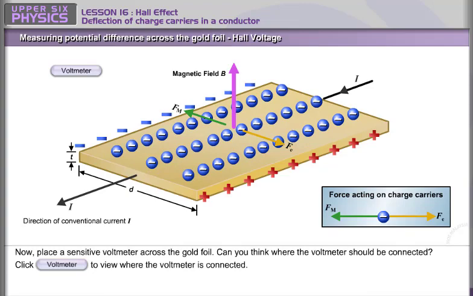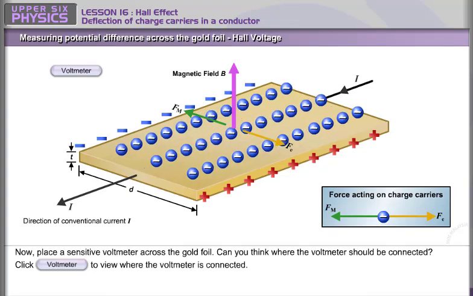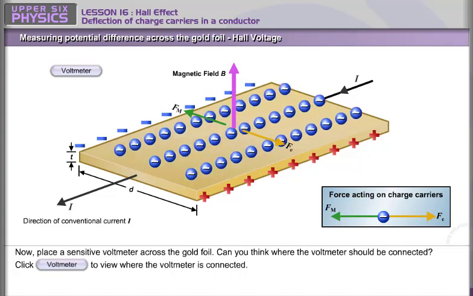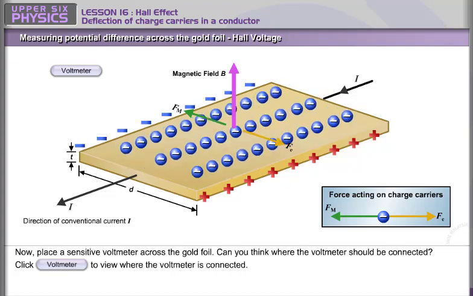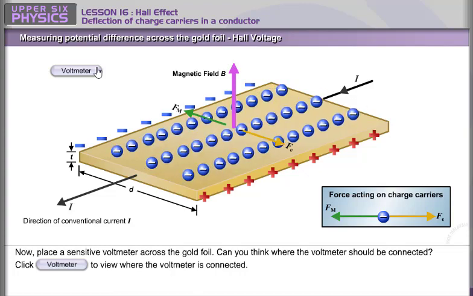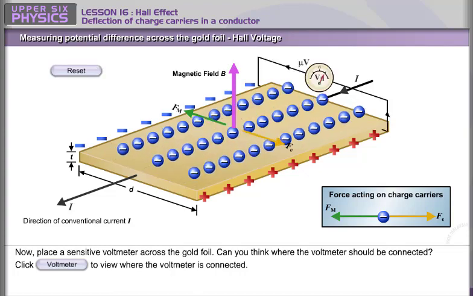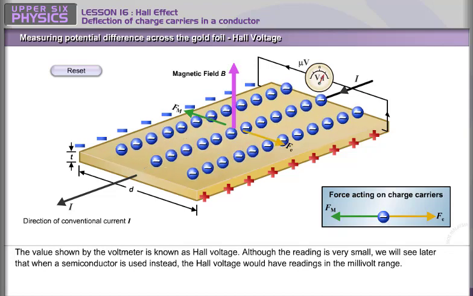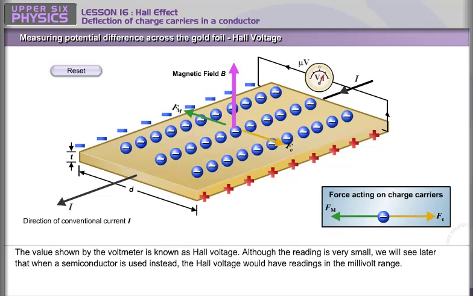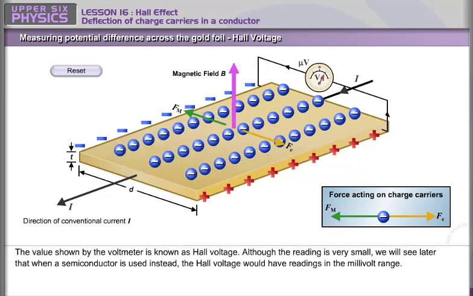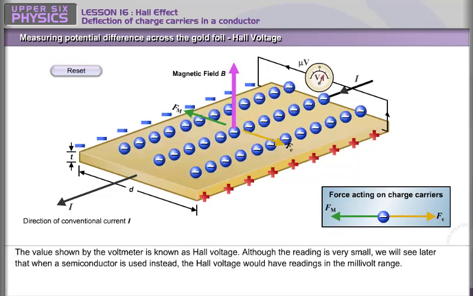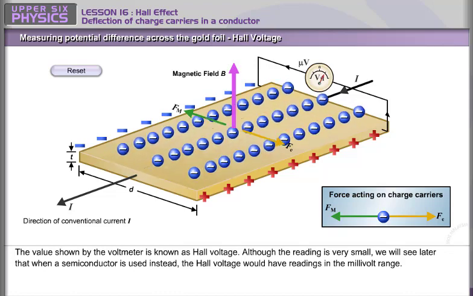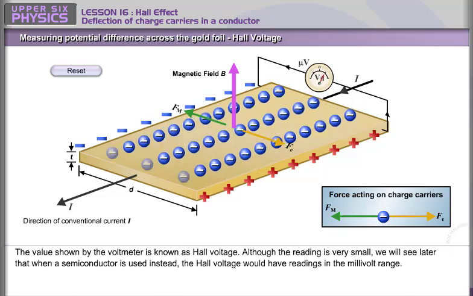Now, place a sensitive voltmeter across the gold foil. Can you think where the voltmeter should be connected? Click the voltmeter button to view where the voltmeter is connected. The value shown by the voltmeter is known as Hall voltage. Although the reading is very small, we will see later that when a semiconductor is used instead, the Hall voltage would have readings in the millivolt range.